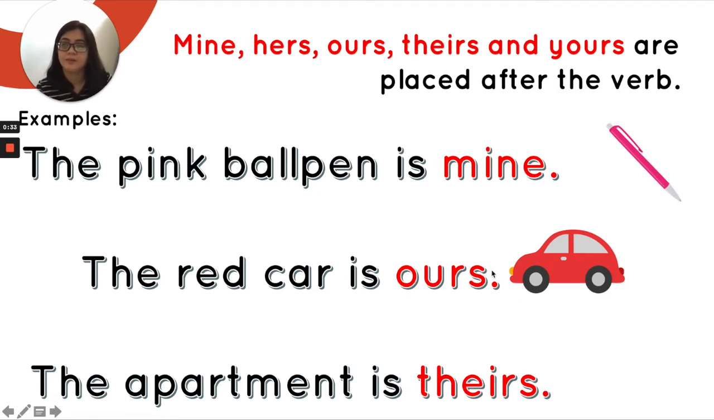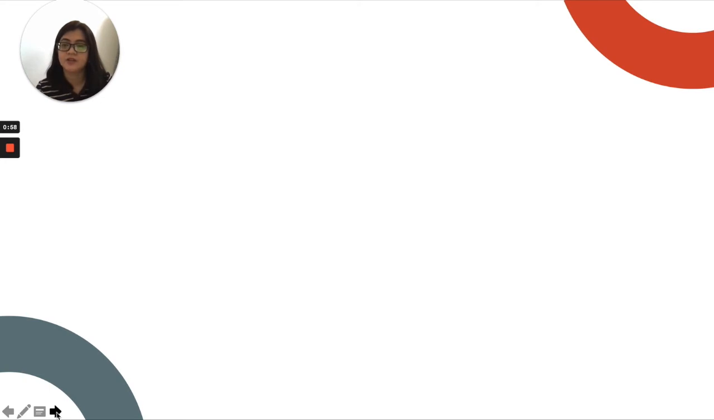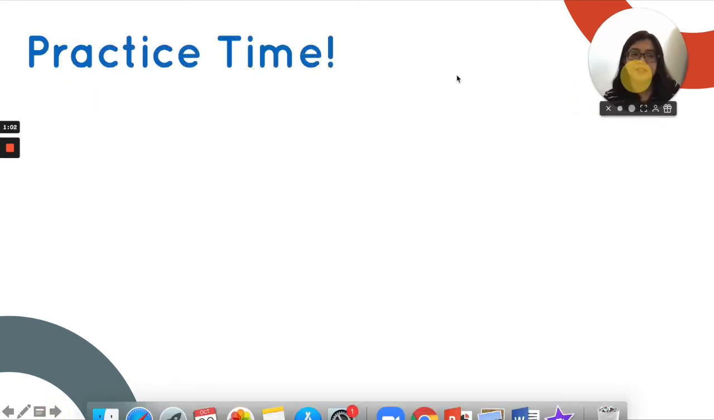So if you remember from last video, I told you that verbs can be action words or they can be linking words or linking verbs. So examples of linking verbs are is, are, was, were. Okay, so those are linking verbs. So is mine, is ours, is theirs. So possessive pronouns can also be found after the verb. So let's practice.